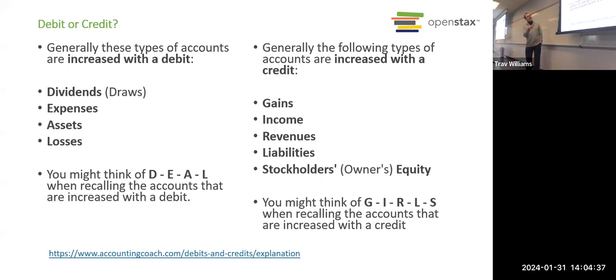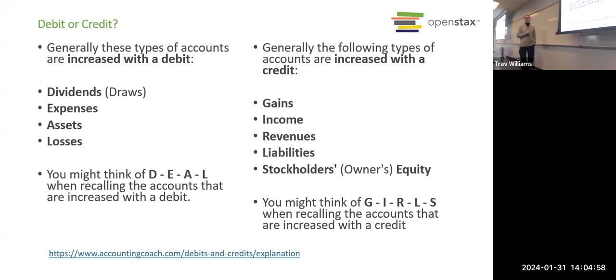That would include dividends, expenses, assets, and then losses on the sale of assets. Those four types of accounts, when they increase, we record it in the debit column, which is the left column.